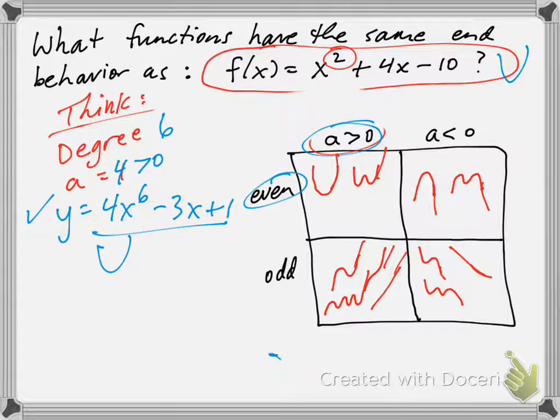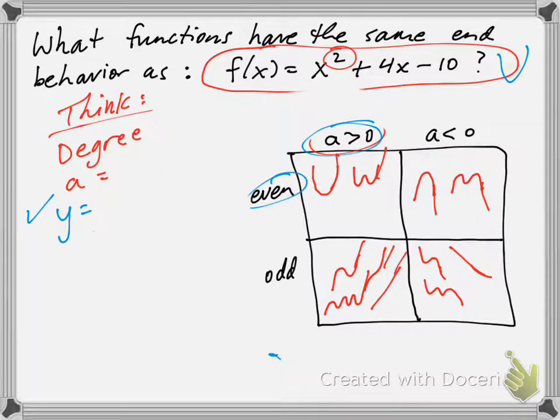How about another one? Let me erase some of this stuff. Let's try this. What's the next one? All you got to be thinking is that same thing. So how about this? G of x equals 4x squared minus 3x to the 4th. Okay, so then I want you to pause the video and ask yourself, does this function have the same end behavior as the given function?